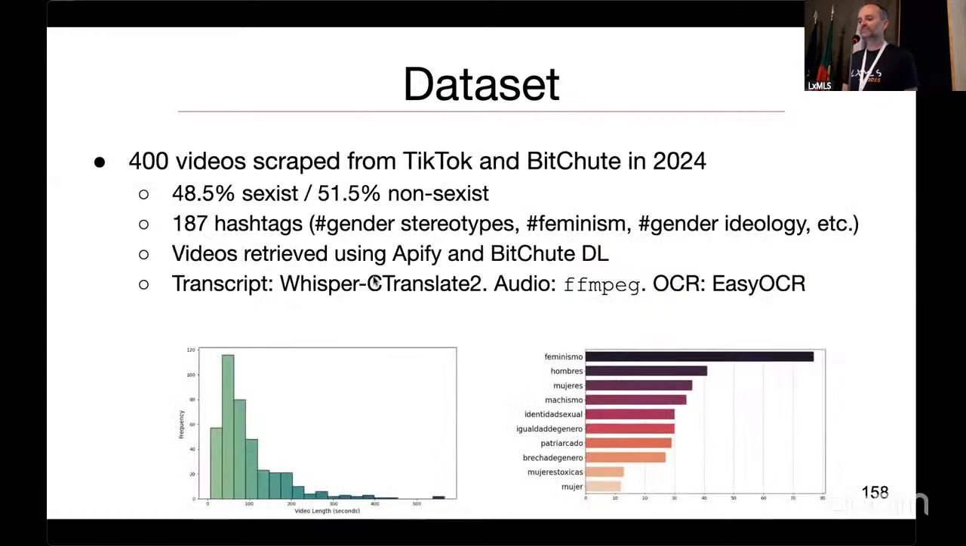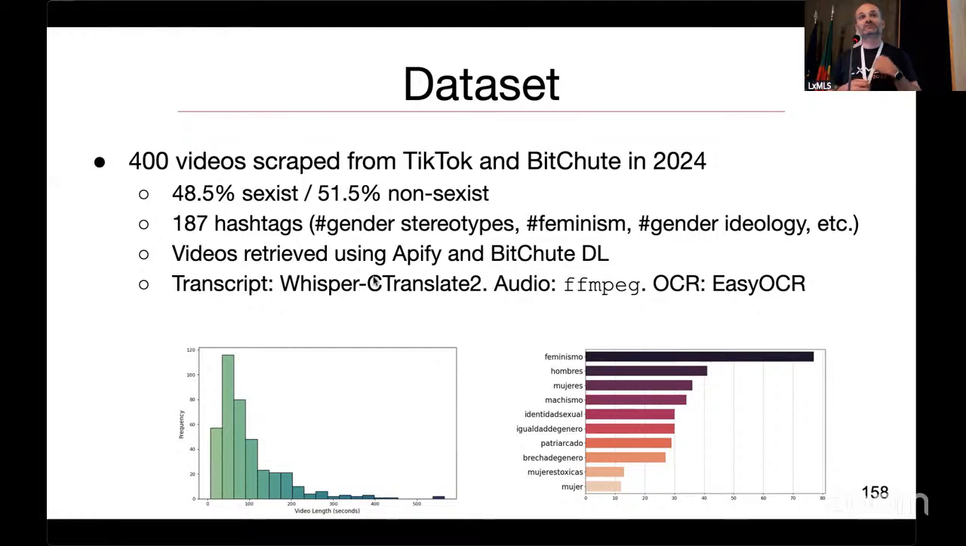And so this is a data set of 400 videos straight from TikTok and BitChute. If you don't know what BitChute is, never visit it. It's the end of the internet. Our data is almost 50-50 sexist, non-sexist material. And it was scraped using a specific set of hashtags that were iterated on by the linguists and gender specialists within the project. These are translated, so I don't have the original Spanish hashtags. And then we retrieved the videos using Apify and the BitChute download manager.